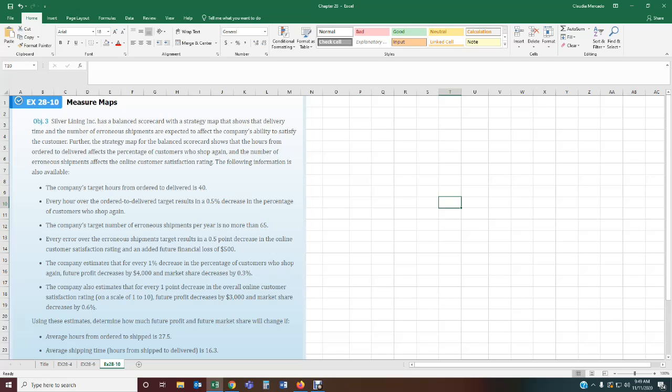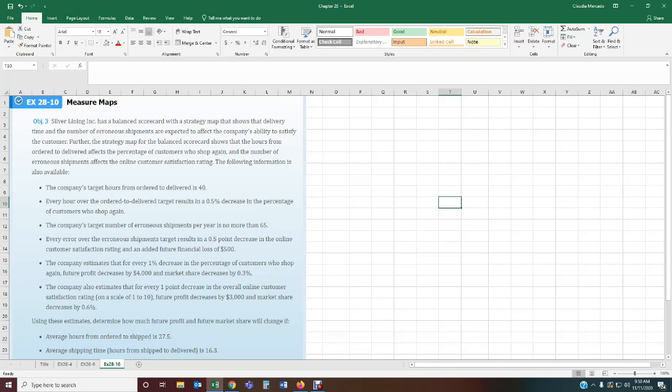Okay, so the next problem that I'm going to be covering is exercise 28-10, which once again deals with strategy maps. This problem has a lot of information, and it's very important that we don't become overwhelmed. We need to take it a step at a time and understand what they're providing before we even start doing our calculations. The problem reads: Silver Lining Incorporated has a balanced scorecard with a strategy map that shows that delivery time and the number of erroneous shipments are expected to affect the company's ability to satisfy the customer. So we have two components that affect customer satisfaction: the shipment time, and any errors made on the shipments.